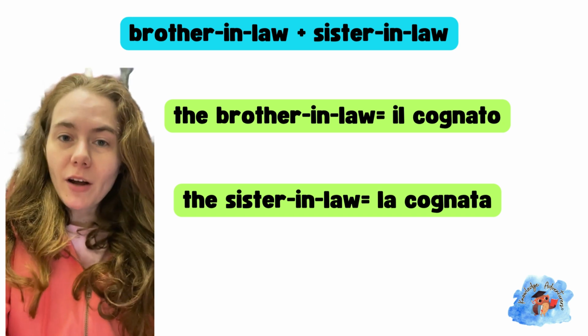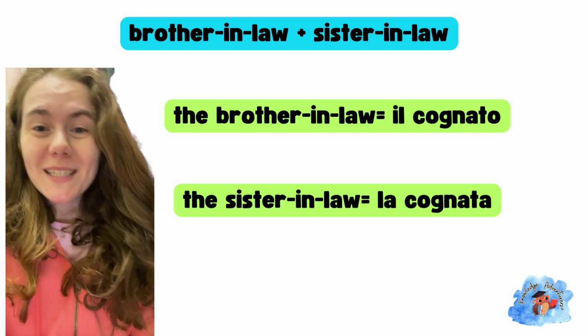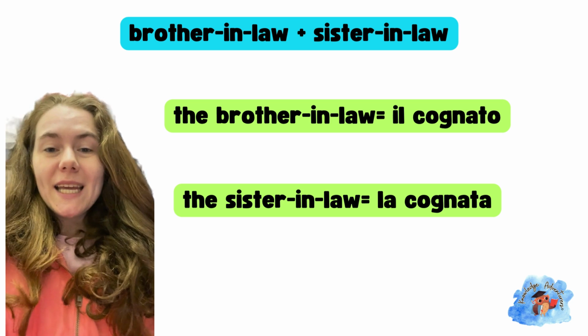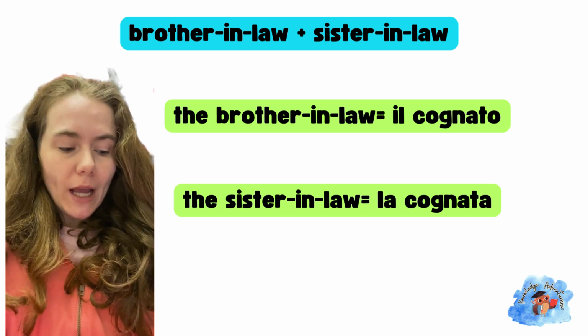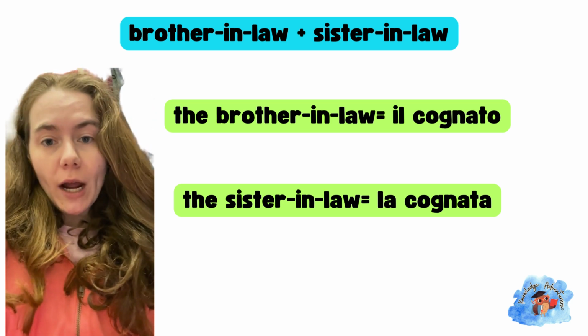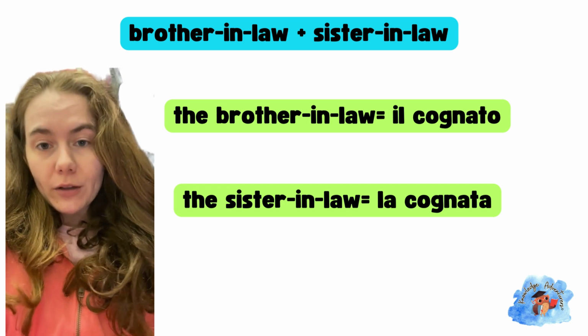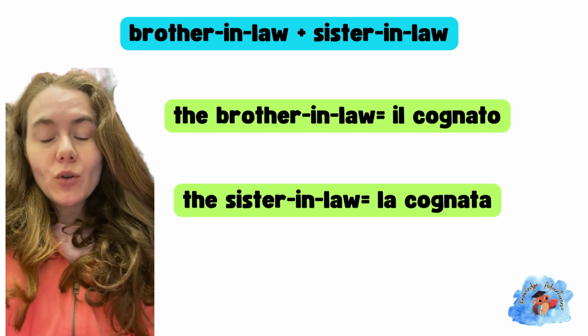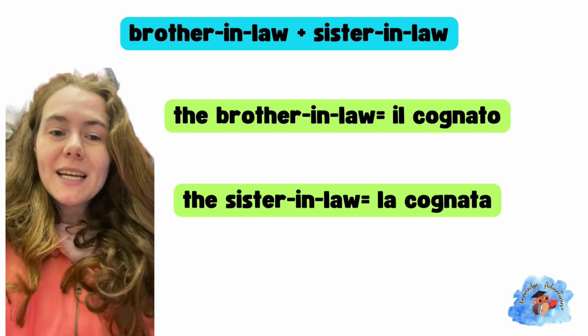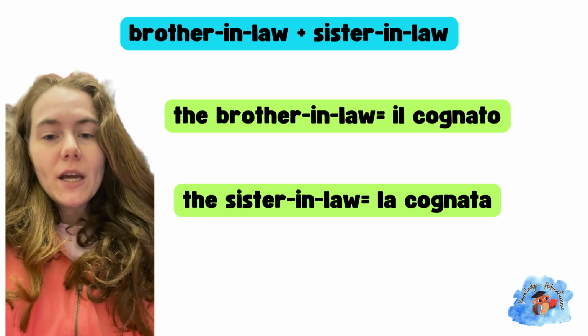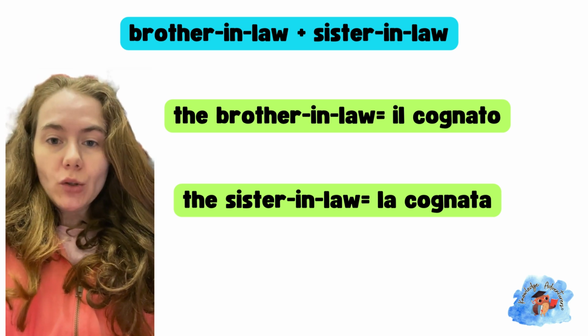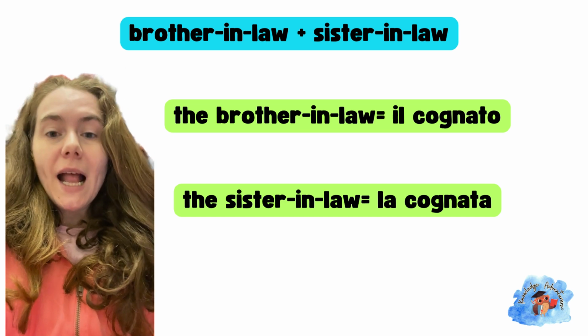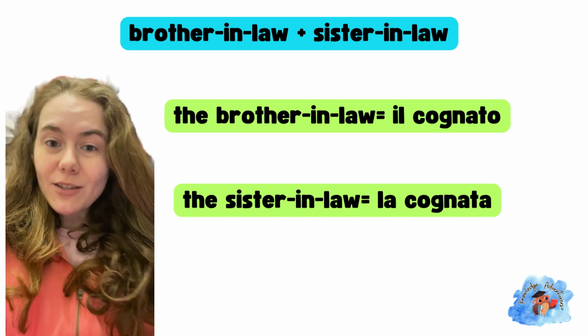Brother-in-law and sister-in-law. If you know one of them, you probably know the other one because they're very similar. We're going to say il cognato. Il cognato is going to mean the brother-in-law. We're ending with an O because we're talking about a guy. And then we have la cognata, ending with an A because we're talking about a girl, and that's the sister-in-law. So we had il cognato, brother-in-law, la cognata, sister-in-law.